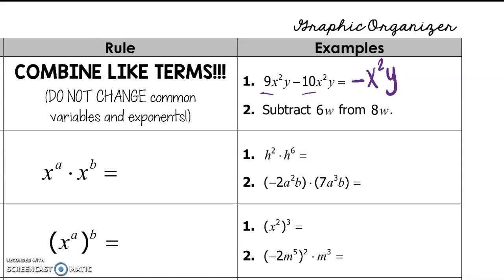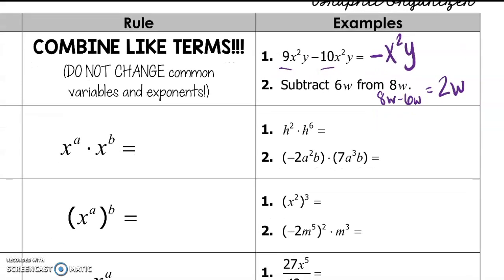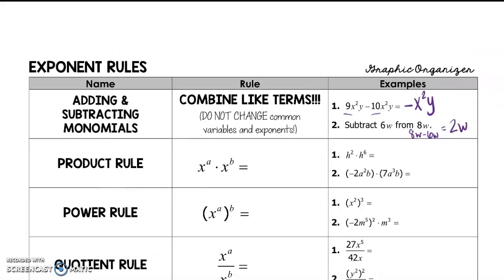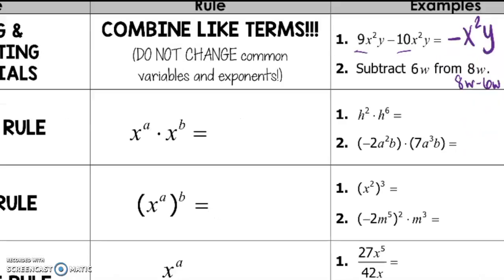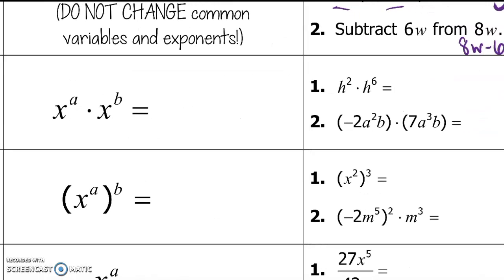Number 2, it says to subtract 6w from 8w. So that means you need to do 8w minus 6w. So our final answer is just 2w. Our second box, we are multiplying. So this is our product rule. We are multiplying bases, so we add our exponents. x to the a plus b.